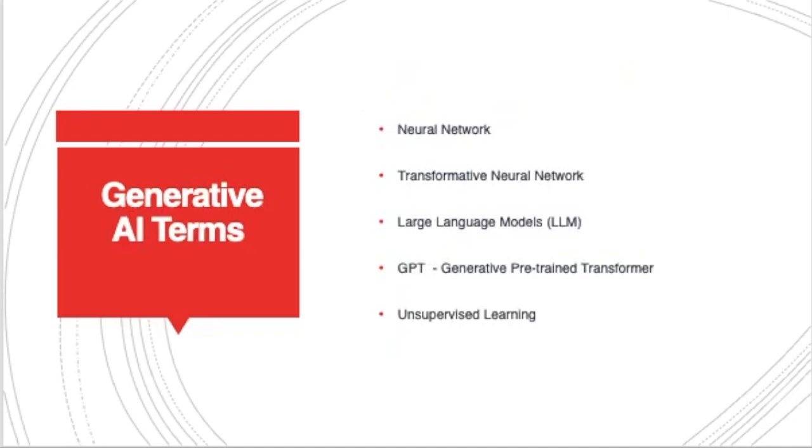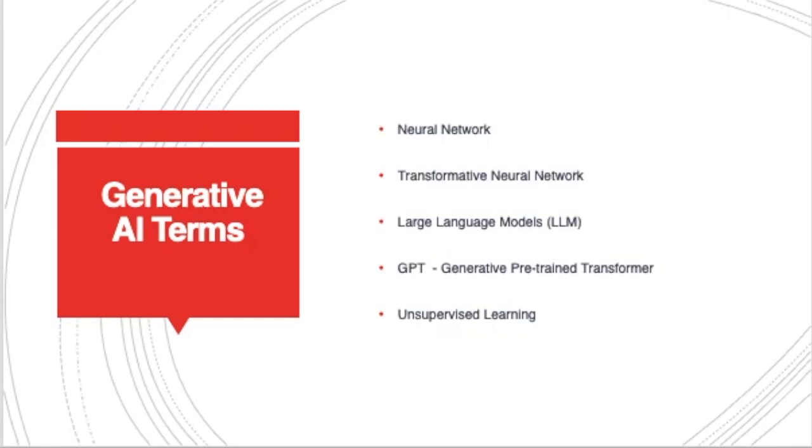So in this slide, we will talk about a couple of generative AI terms. So let's start with neural network. So what is neural network? Neural networks in generative AI simulate a human brain's learning process, enabling machines to generate complex and creative outputs by recognizing patterns and relationships in data. This technology empowers AI systems to mimic and enhance human-like cognitive functions.